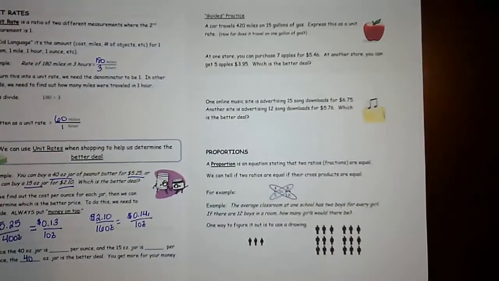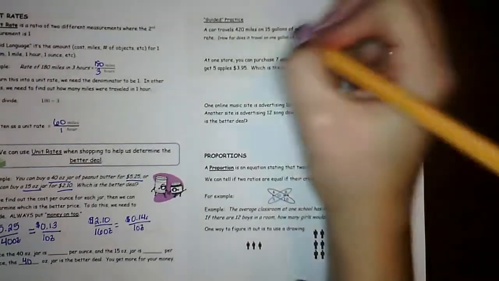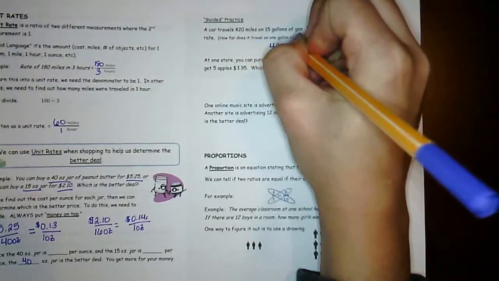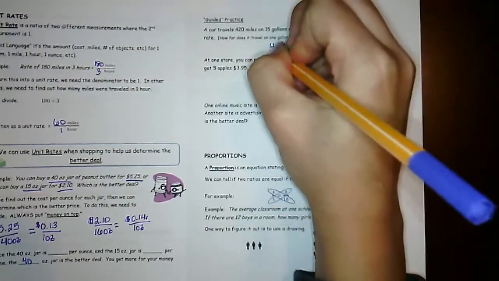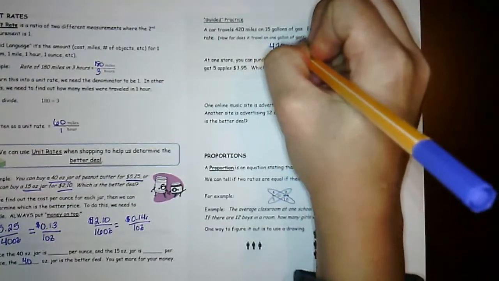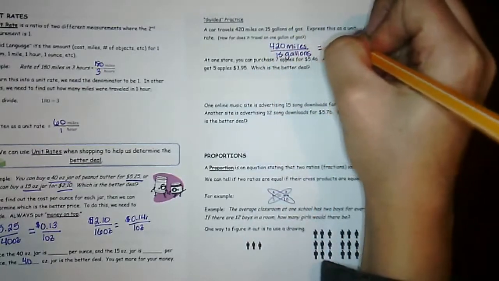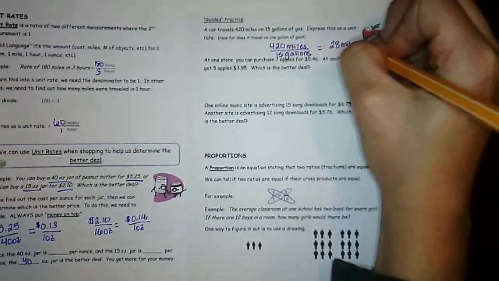All right, a little bit more guided practice for you guys. A car travels 420 miles on 15 gallons of gas. Express this as a unit rate. So all we do is put miles over the gallons. And when we divide, we get 28 miles per gallon.